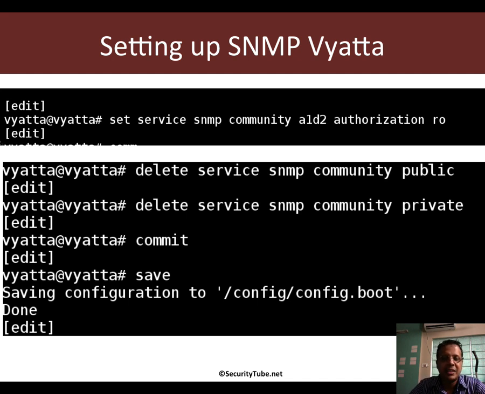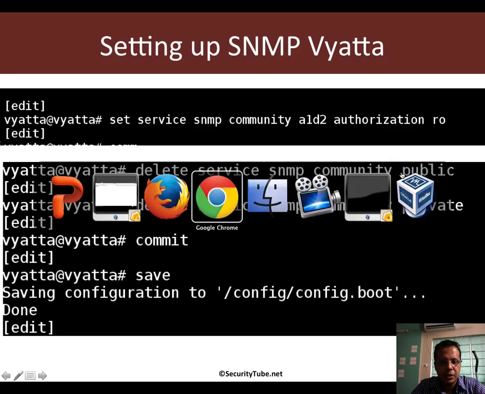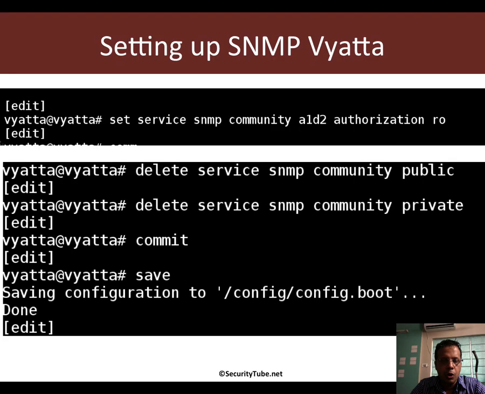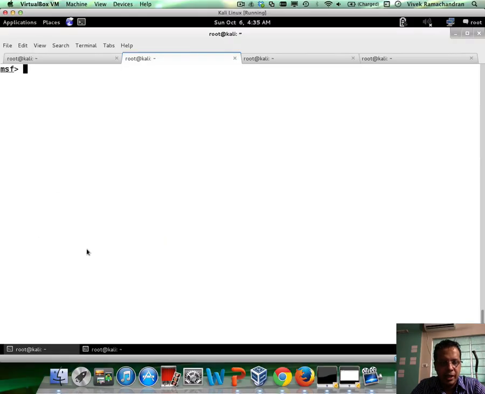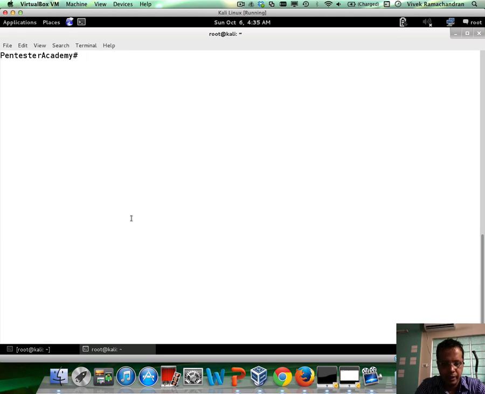So the first thing before we begin is to go ahead and set up a community string with read-only permission on Vyatta. So you can do this by doing a set service snmp community, and this is the string A1D2 authorization ro. So let's go ahead and do this. You can log into your Vyatta system, or alternately you can log into Vyatta from your Kali machine as well. I'm going to do this simply because I think we'll have a better screen to look at how the config is put in.